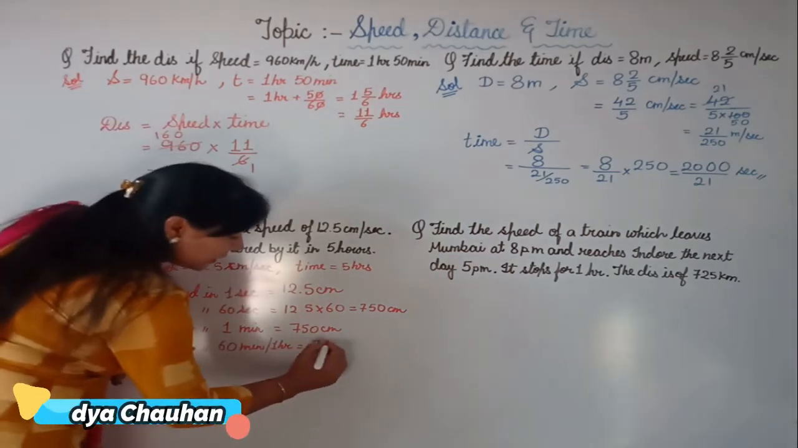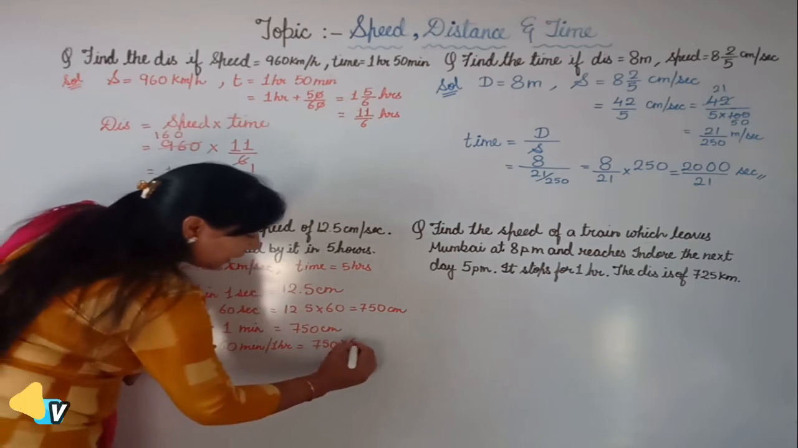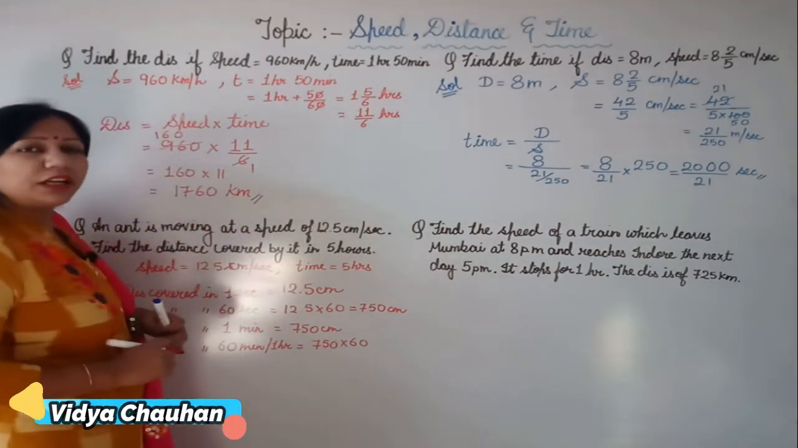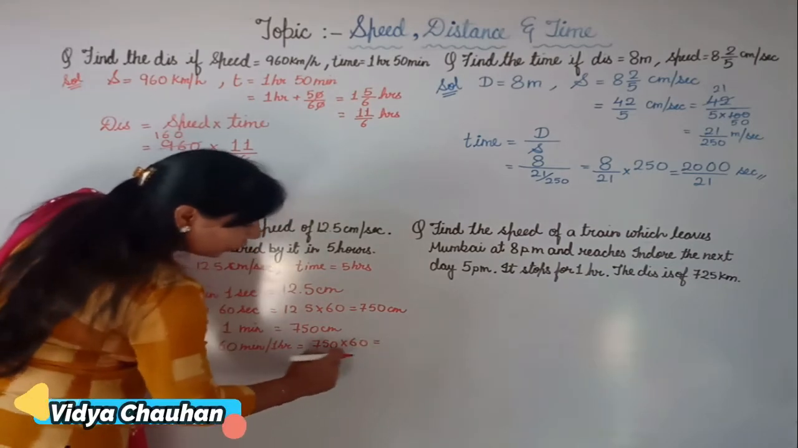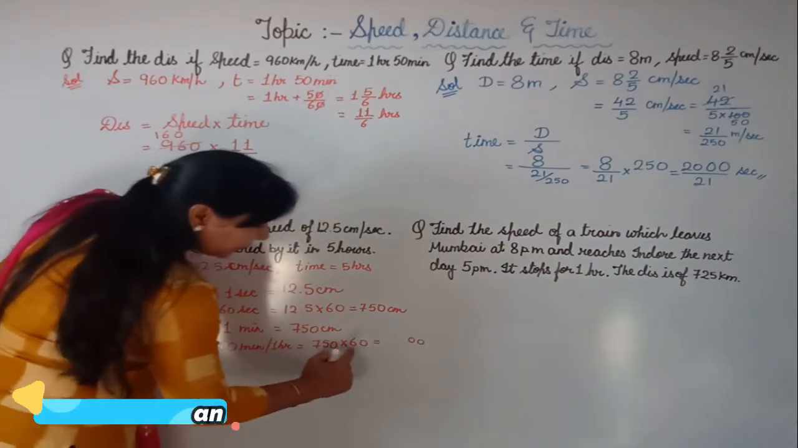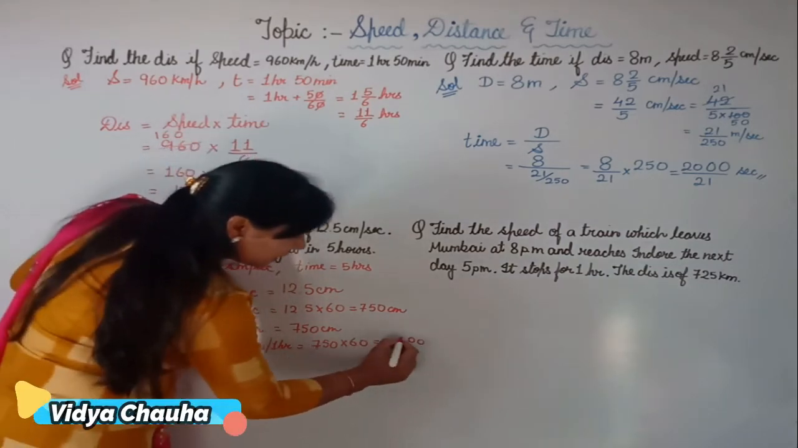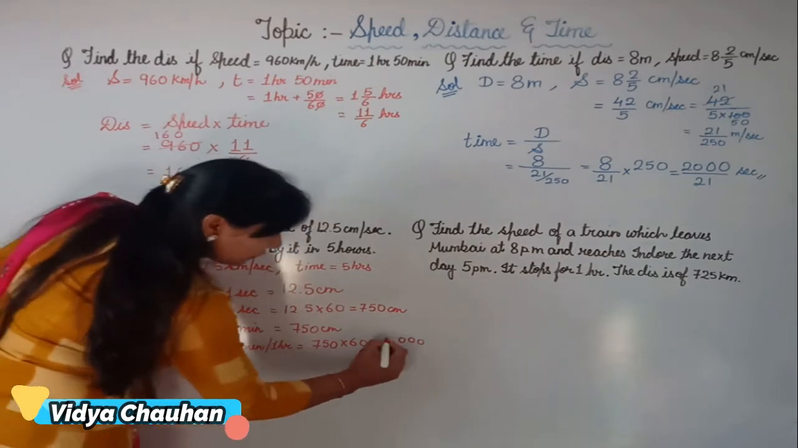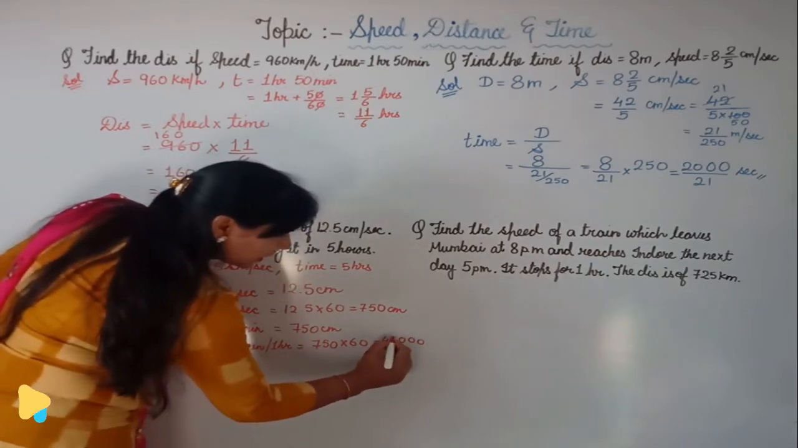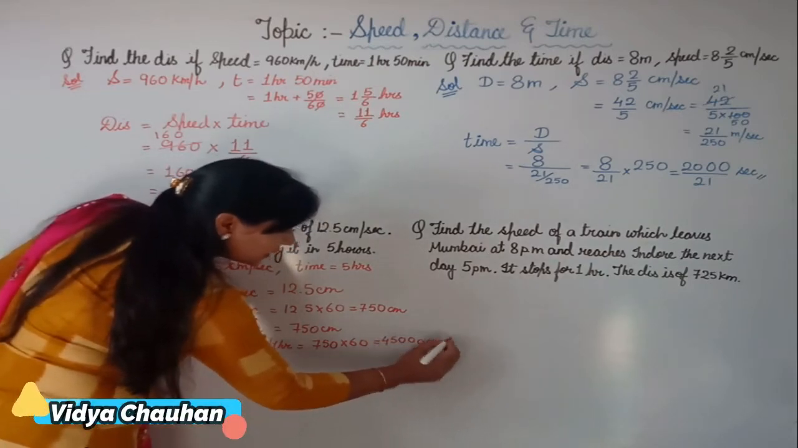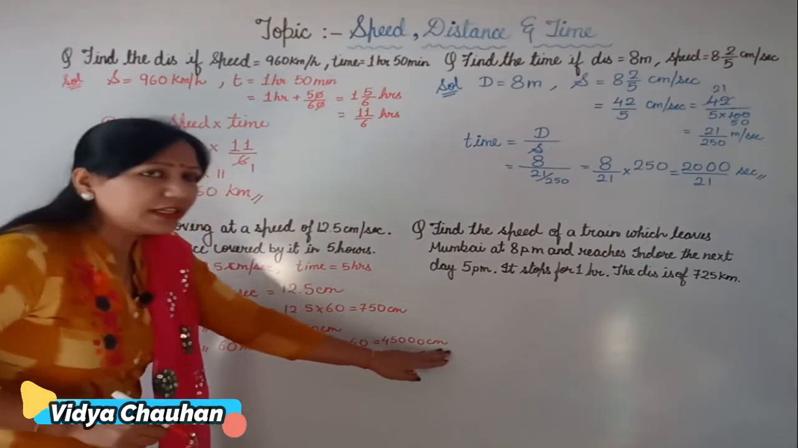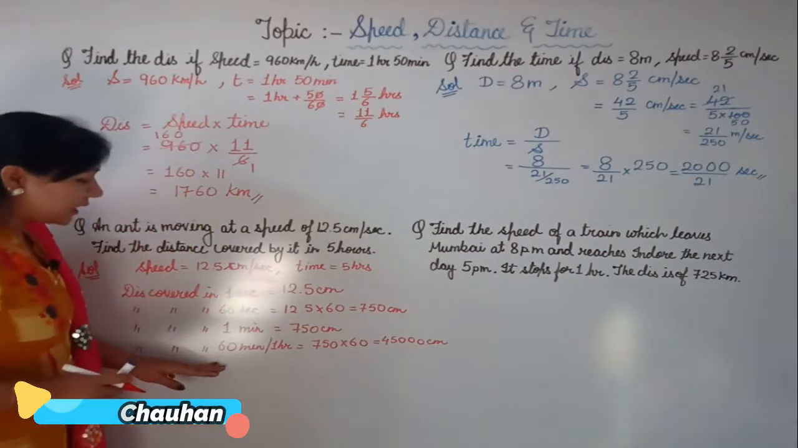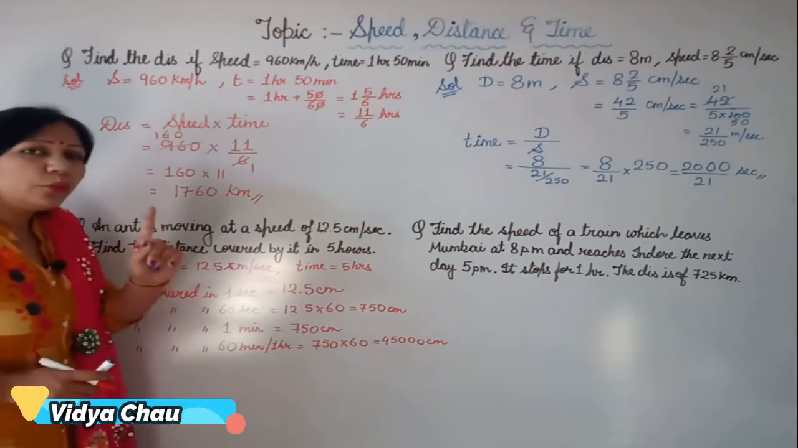So that will be 750 multiplied by 60. So we will multiply it one more time by 60. So what will we get? 2 of the zeros. Then 6 5s are 30, 3 carry. 6 7s are 42 plus 3, that is 45. So this is the distance: 45,000 centimeter is the distance covered by the ant in 1 hour.